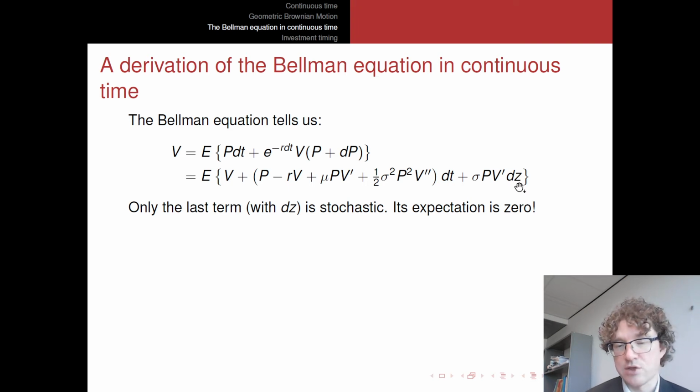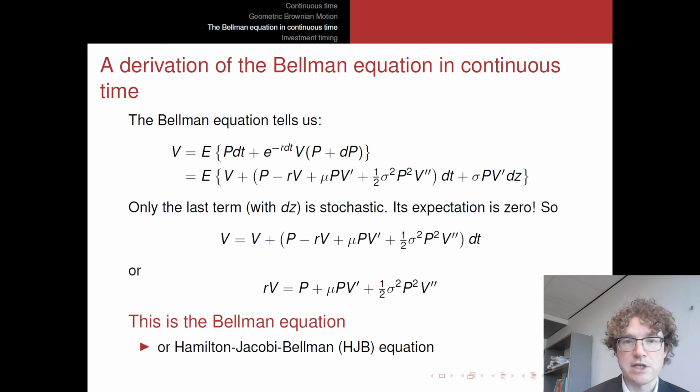The expectation of dz is normally distributed with mean 0, so that drops out upon taking the expectation. What we're left with is V equals V plus P minus RV plus mu times PV prime plus a half sigma squared P squared V double prime times dt. And this last term drops out. Now you see the V's are cancelling on both sides. If we rearrange by getting the RV term to the left hand side, it boils down to the equation that I started out with.